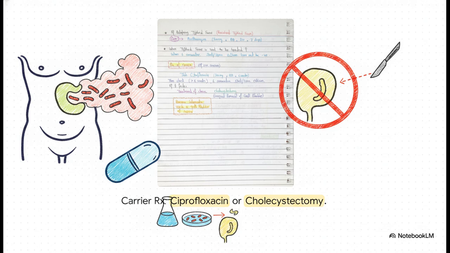If someone is identified as a carrier, they need a massive, extended course of antibiotics. Ciprofloxacin 500 milligrams twice daily for a full 6 weeks. And if that fails, the ultimate treatment of choice is actually a cholecystectomy, surgically removing the gallbladder. Crazy, right? But why? Because the gallbladder is the exact physiological hiding spot where Salmonella camps out in a carrier.